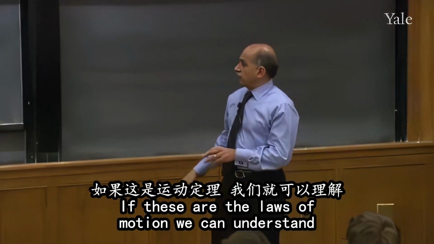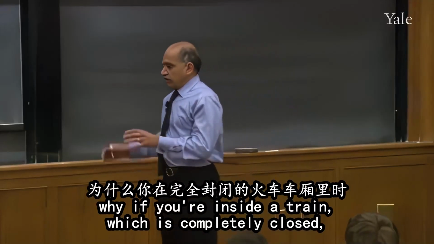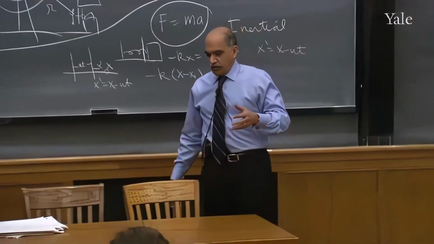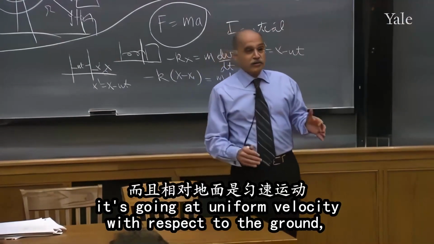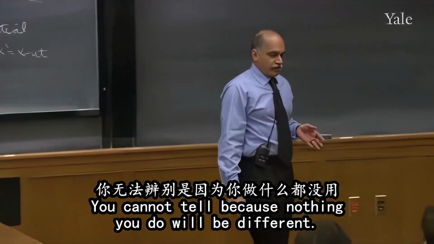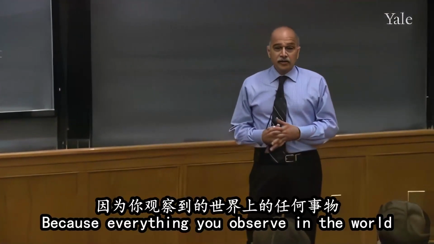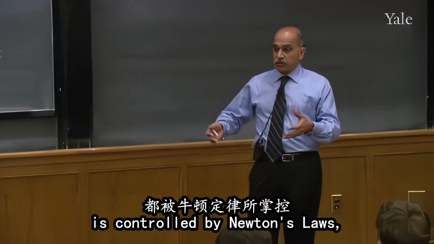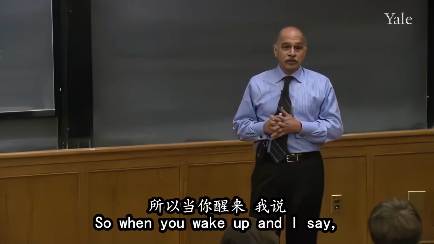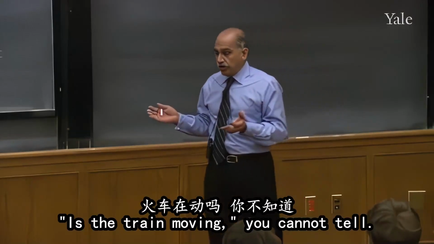If these are the laws of motion, we can understand why, if you're inside a train, which is completely closed, you cannot look outside, and it's going at uniform velocity with respect to the ground, you cannot tell. You cannot tell because nothing you do will be different. Because everything you observe in the world is controlled by Newton's laws, and Newton's laws are unaffected by adding a constant velocity to everything. So when you wake up and I say, is the train moving, you cannot tell.